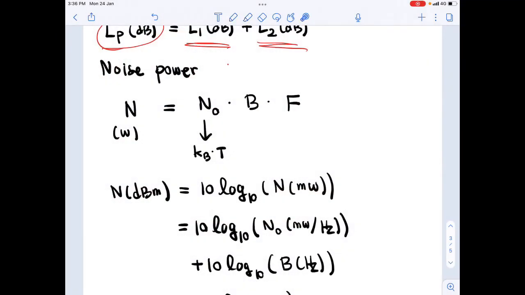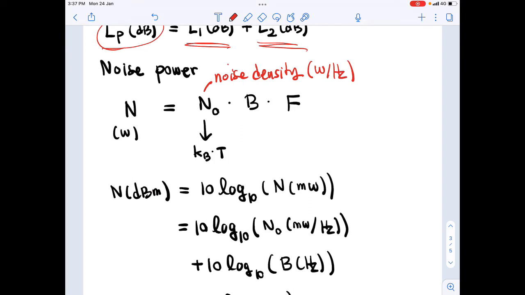Now we can look at what happens at the receiver. The receiver is electronic equipment, so there are going to be electrons moving in the circuit or in the cables, right? All this movement of electrons will create noise, right? So we can analyze the noise power which is going to disrupt the signal at the receiver. The noise power, in terms of watt or milliwatt, can be analyzed as N0 multiplied with B multiplied with F. So what is N0? N0 is noise density, right? So how dense is the noise? This is in watt or milliwatt per hertz. Okay.